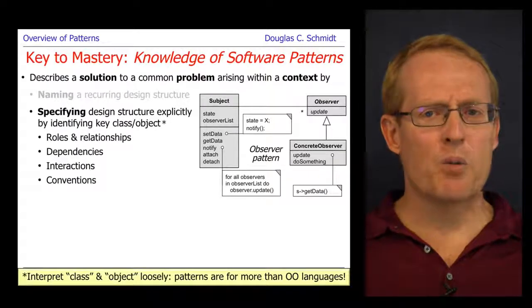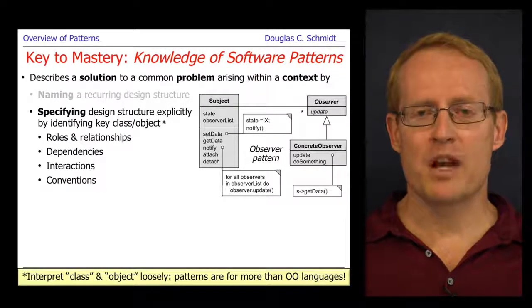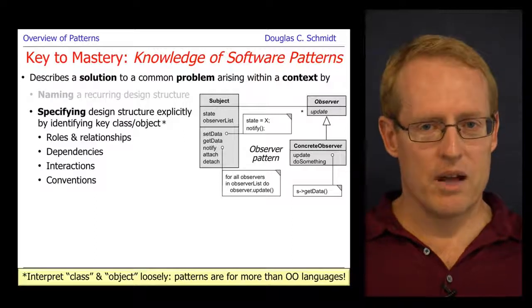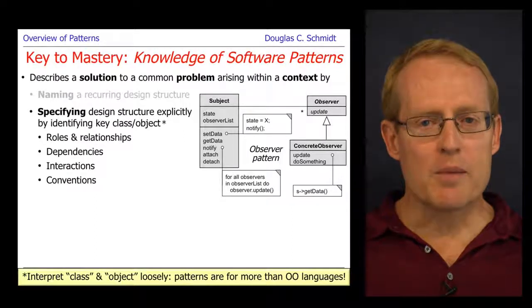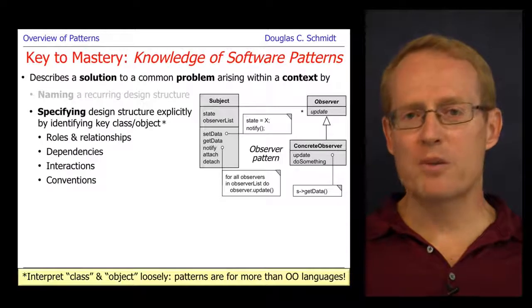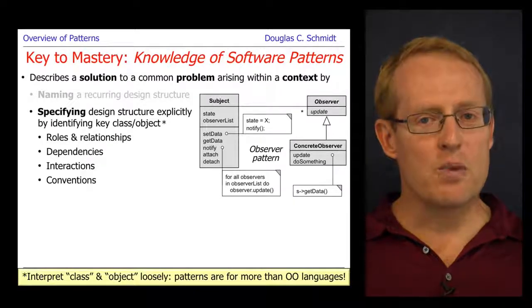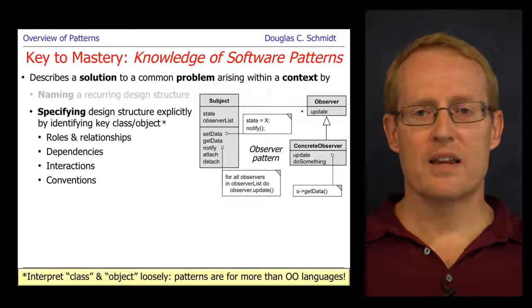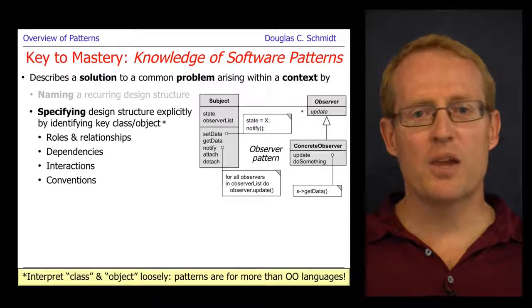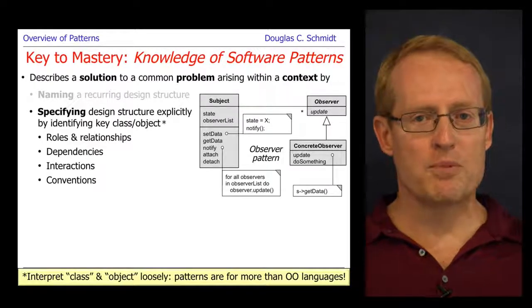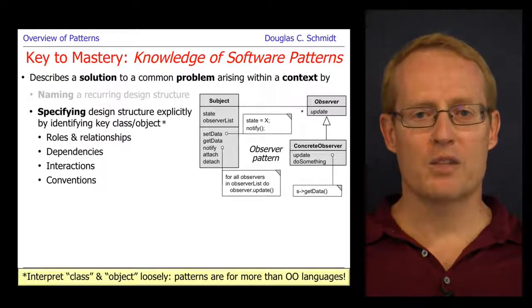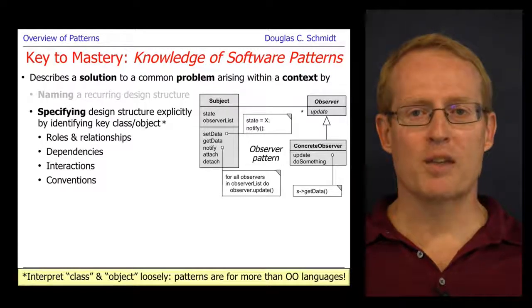Now, it's important to remember when we talk about classes and objects, we're being somewhat abstract. So think about these things in a loose manner. They don't have to be Java or C++ classes. They could be C structs. They could be C functions. You can apply patterns to both object-oriented and non-object-oriented languages alike. And we'll come back and talk more about that later.